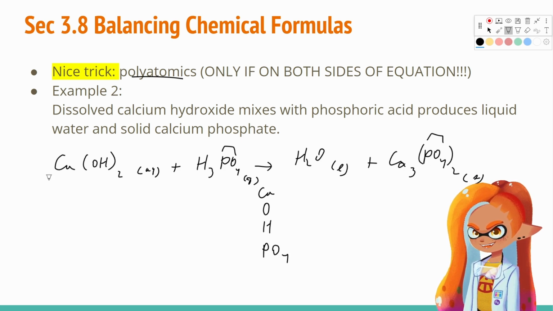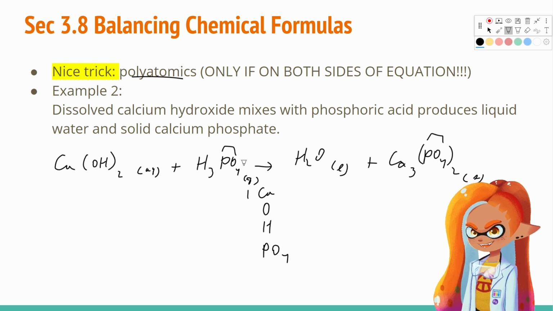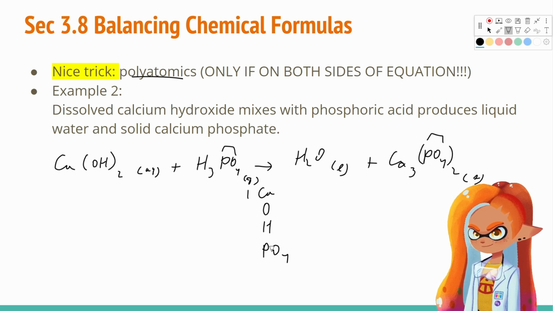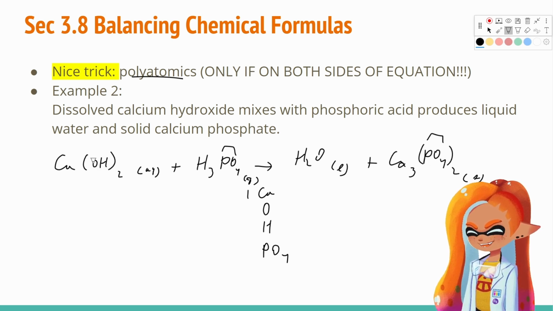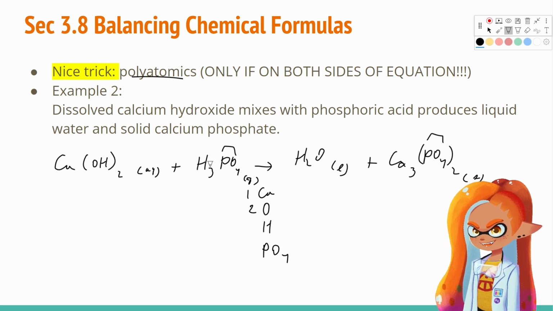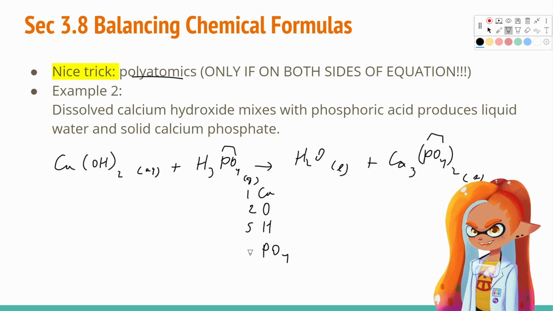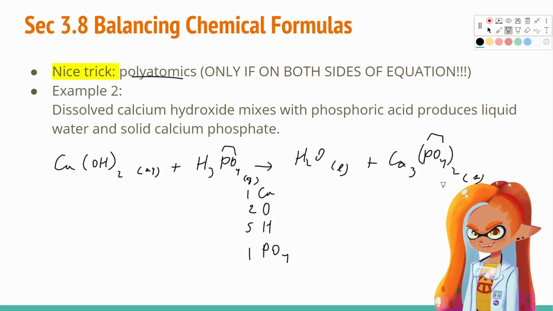And so on the left side, calciums, I have 1. Oxygen, ignoring the phosphate because it's part of the counting group, I have 2 oxygens because of the parentheses. And then hydrogen, I have 3 over here and 2 over here, so I have 5. And then phosphate groups, I have 1 phosphate group. On the other side, phosphate, I have 2 over here. Calcium, I got 3. Oxygen, I got 1. And hydrogen, I got 2.